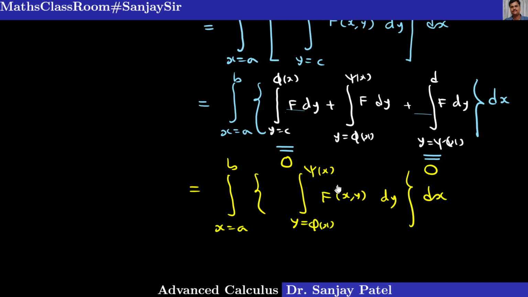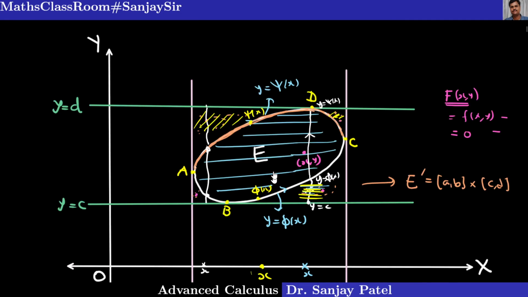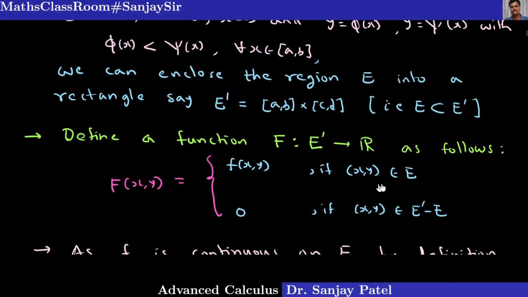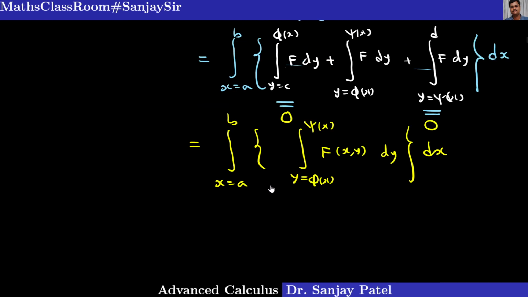According to the definition of capital F, it is the same as the small f function, because in this region E, between phi x and psi x, the function capital F is the same as the function small f. See this definition here: in the region E, capital F and small f are the same. So I can replace this capital F by the function small f.